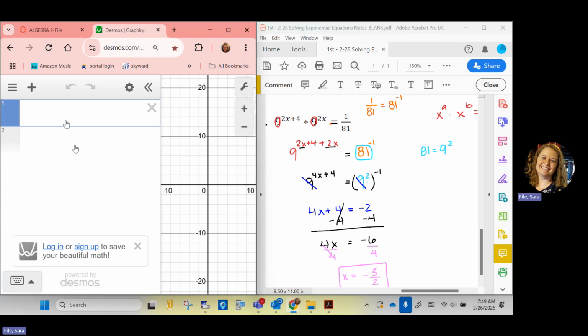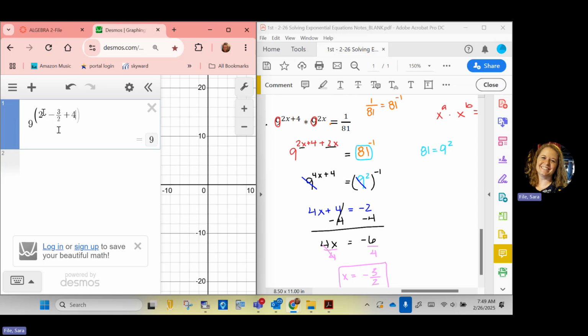All right, so if I want to check this, I'm going to do the left side, which is 9 to the power. Now remember in Desmos, when we're entering multiple things in our exponent, like an expression up here, we've got to have parentheses. So I'm going to put in parentheses, and then it's going to be 2 times, and I'm plugging in -3/2. So 2 times -3/2 plus 4.